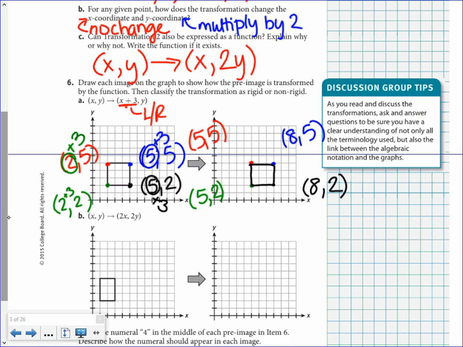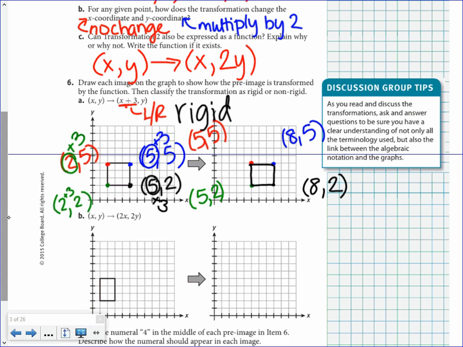So it asks, classify the transformation as rigid or non-rigid. The position was changed. However, the size and the shape are identical. We didn't change the dimensions. So it is a rigid transformation. It did not change size or shape. It's still a 3 by 3 square. So that's why it's a rigid transformation.